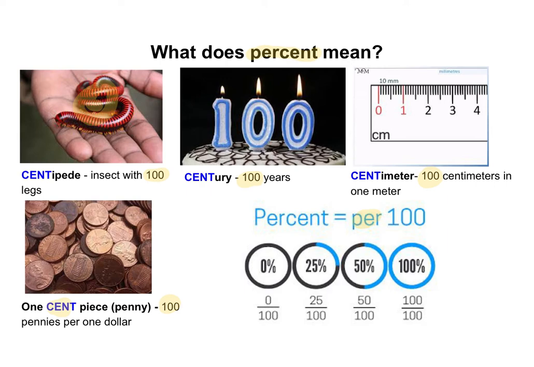So 0% is 0 parts of 100. 25% is 25 parts of 100. 50%, 50 parts of 100. And 100% is 100 parts of 100.